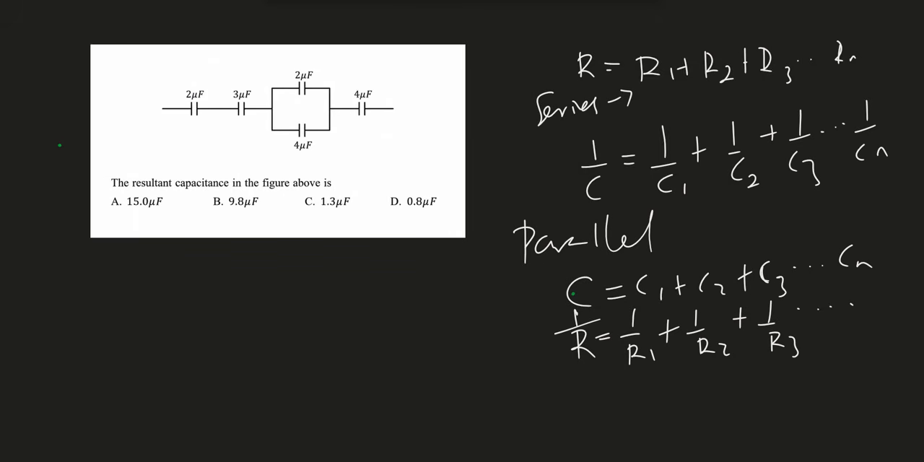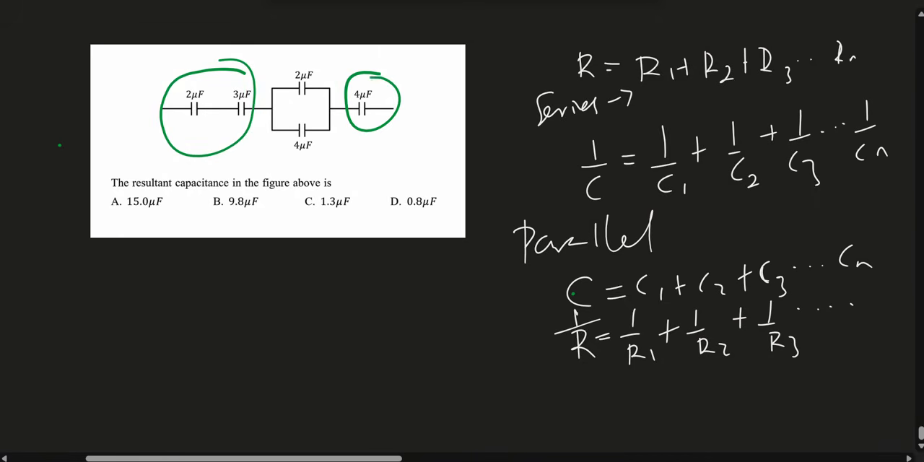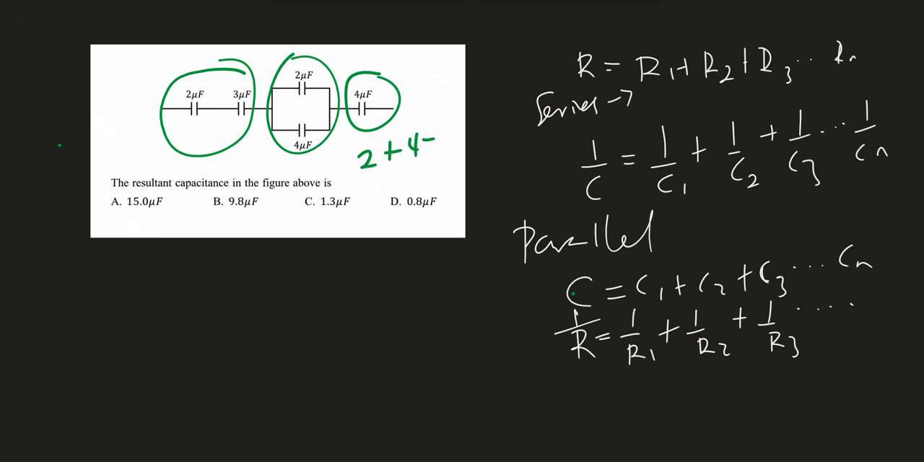so let's look at this. These two, they are in series. This is also in series, and these are in parallel. So let's add the parallel first. If we add the parallel first, we're going to have 2 plus 4, and then that's going to be 6. So when we add them together, the whole system becomes like this.